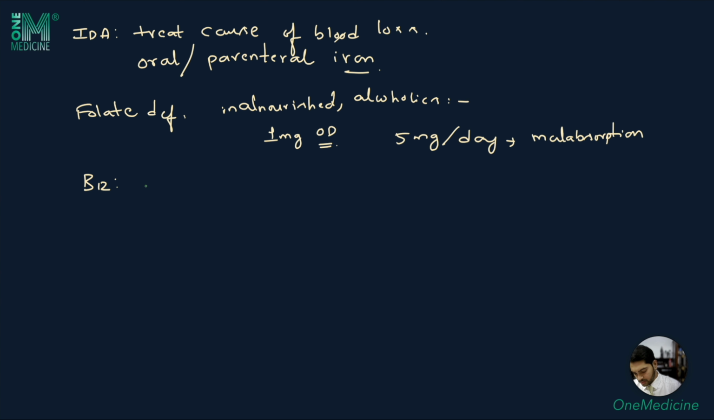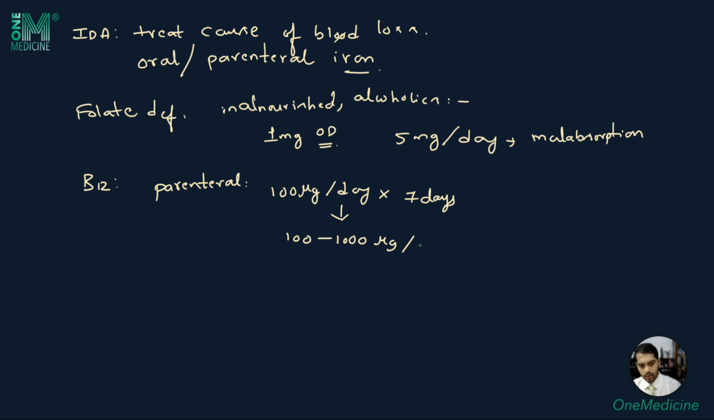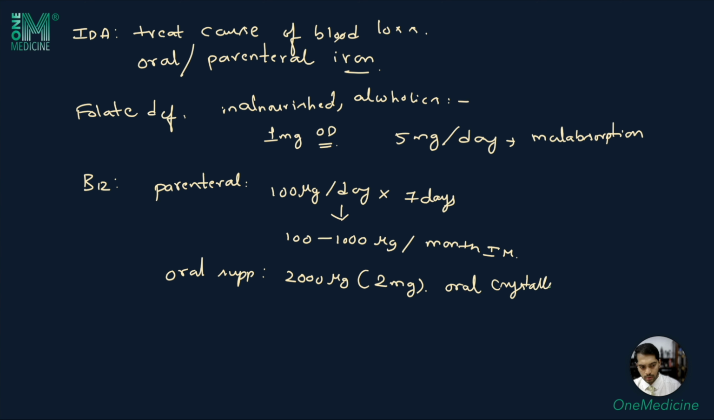Vitamin B12 deficiencies can be managed either with parenteral route, which is usually given as a dose of 100 microgram per day for 7 days, followed by 100 to 1000 microgram per month as IM dose, or with oral supplementation of 2000 microgram or 2 milligram of oral crystalline vitamin B12 per day.